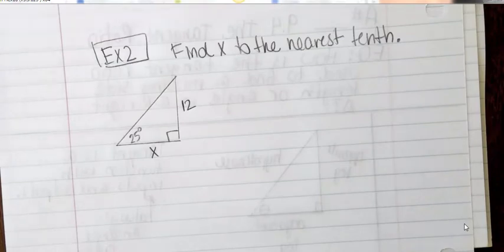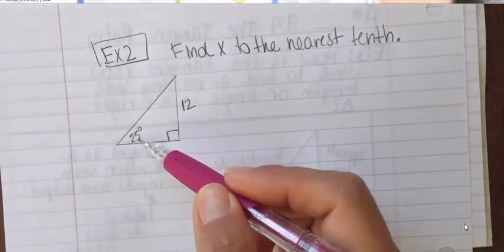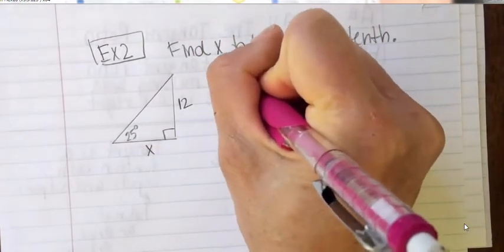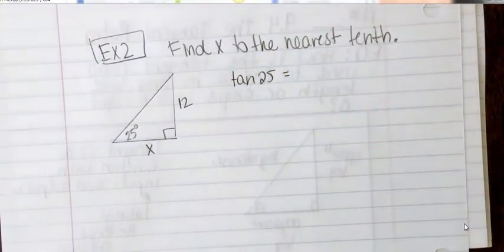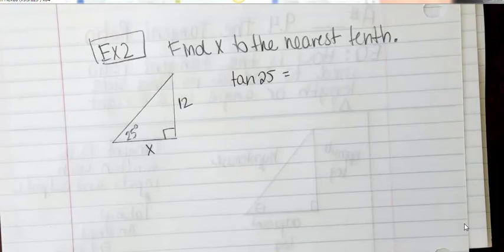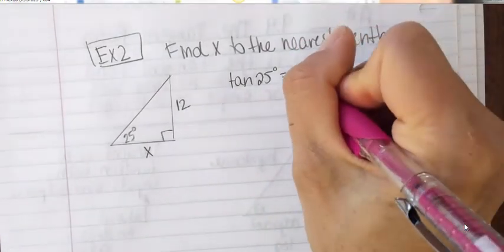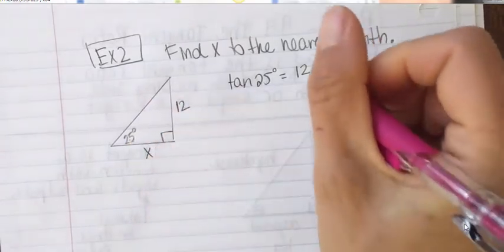One of them happens to be tan. And in this scenario, I can use tan of 25 degrees. So I can set up an equation using the ratio that I know is tan. Okay, so tan is the ratio of opposite leg over adjacent leg. So tan of 25 degrees then will be the opposite leg, which is 12, because again, 12 is not touching this angle, over x.